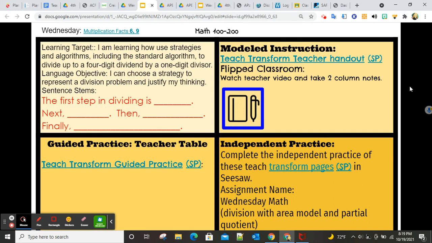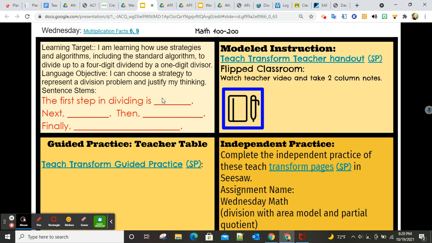Hello, class. We're going to get started on practicing the skill we worked on yesterday, and that is area model and partial quotient with division. So, we're going to get started by looking at our learning target. I am learning how to use strategies and algorithms, including the standard algorithm, to divide up to a 4-digit dividend by a 1-digit divisor. Our language objective for today is I can choose a strategy to represent a division problem and justify my thinking.